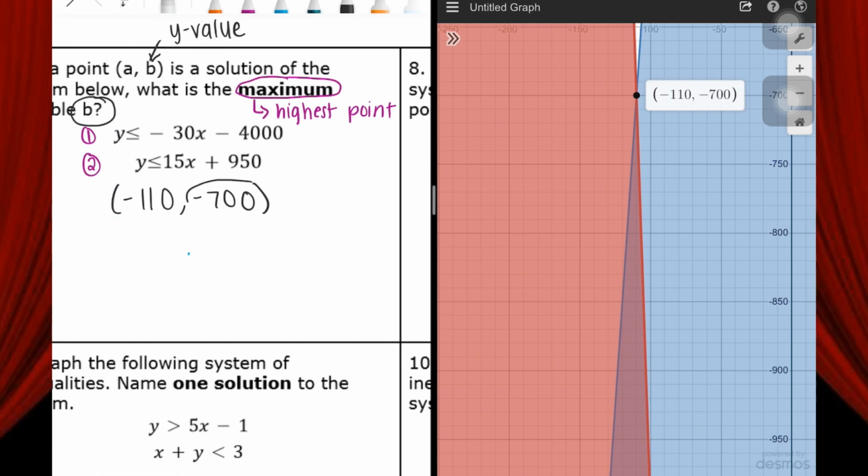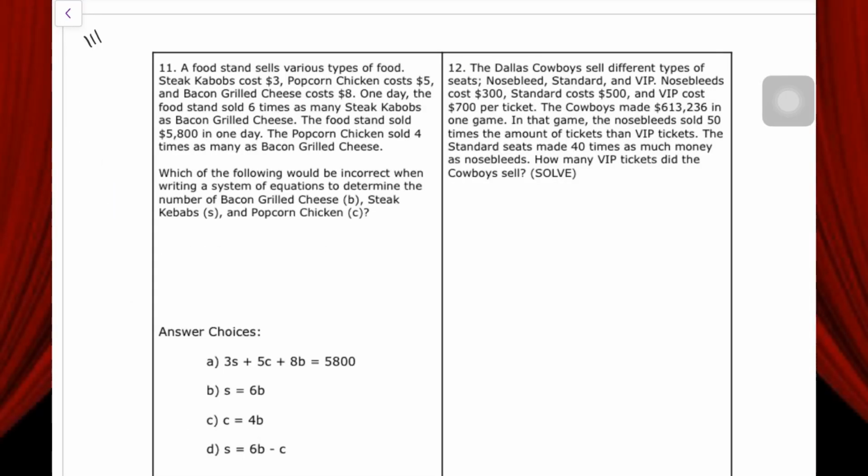And negative 700 is my Y value, so really my answer is negative 700. Okay. Let's go ahead and do number 11.